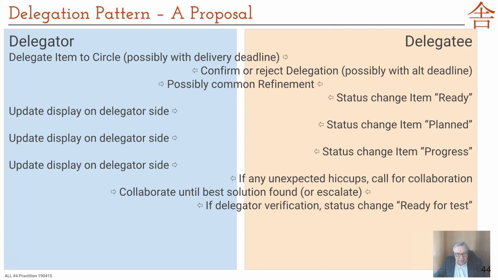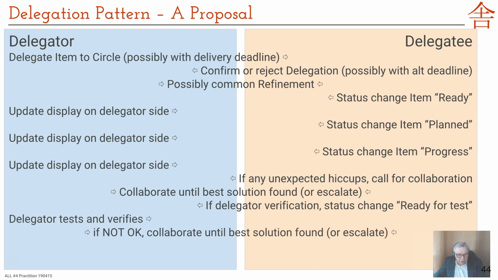If the delegator needs to verify before we can declare done, then on the delegatee side, they will change the status to ready for test. Whenever they've done everything they should, we just need the final verification. And then he tests and verifies. If not okay, you have to collaborate until you find the solution, or again escalate if you end up in disagreement. And then, when it's done on the delegatee side, of course it's done on the delegator side. If people agree on this, it's not that hard to handle. It's fairly straightforward.